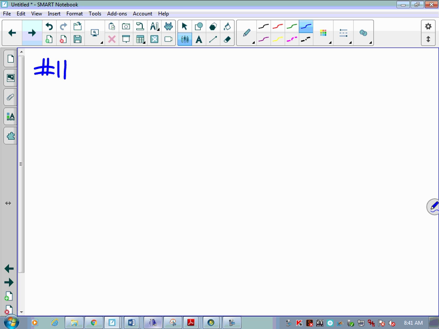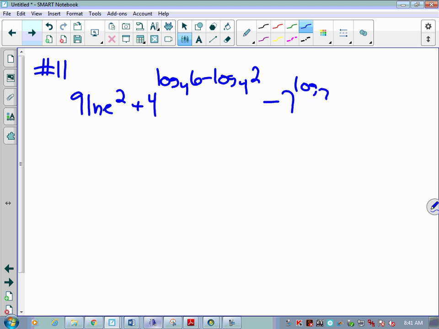Number 11. Simplify. Okay, let's see. We've got 9 ln squared plus 4 to the log base 4 of 6 minus log base 4 of 2 minus 7 log base 7 of 21 plus log base 7 of 1.